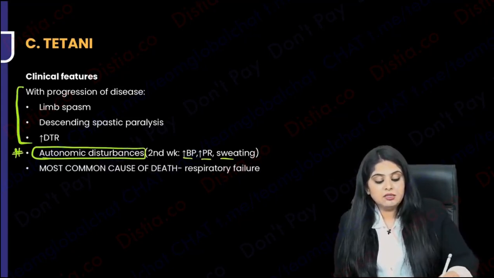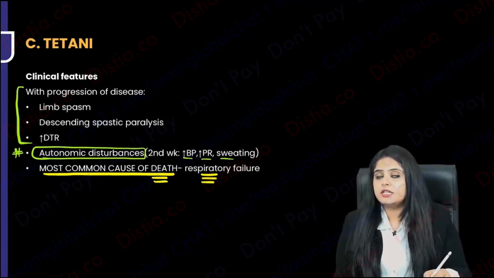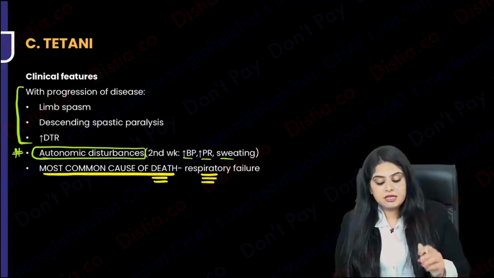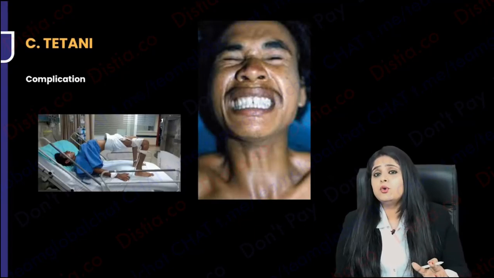And please note, the most common cause of death which will eventually happen will be which muscles getting affected? The respiratory tract. So respiratory failure is the most common cause of death. But before death, we all have seen that very, very disturbing picture. Before death, there is definitely going to be a complication.